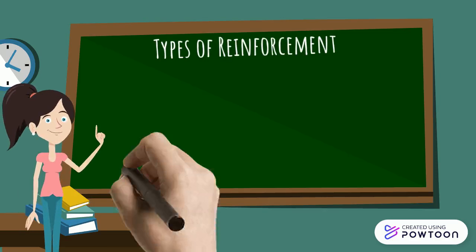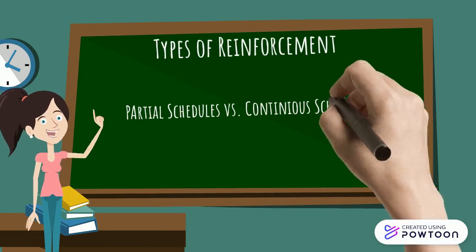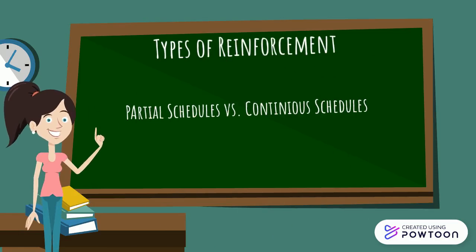Reinforcement is divided into two types, partial and continuous. Partial is occasional and continuous is long-term. Typically, we use partial because it is reinforced only some of the time. We do this because continuous inevitably will become less reinforcing in the long run.